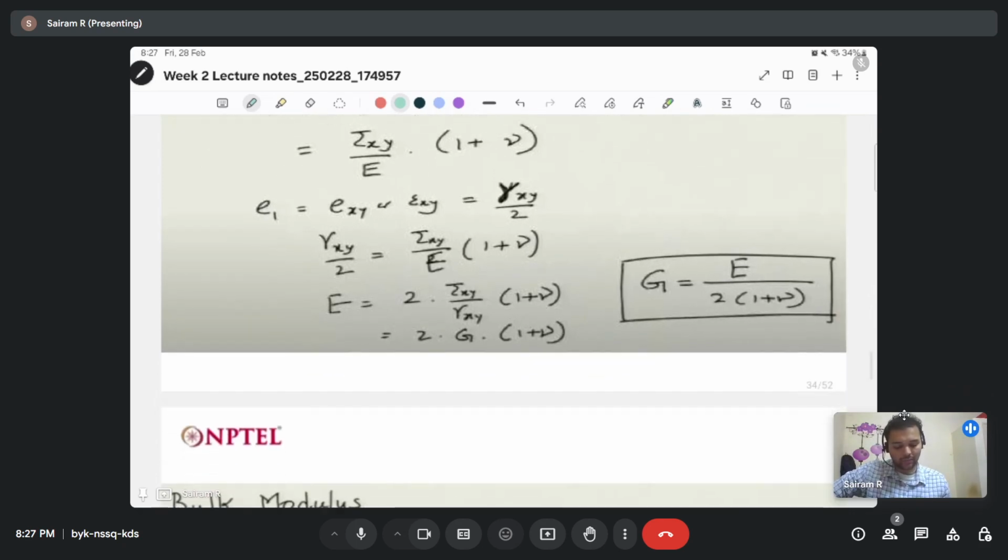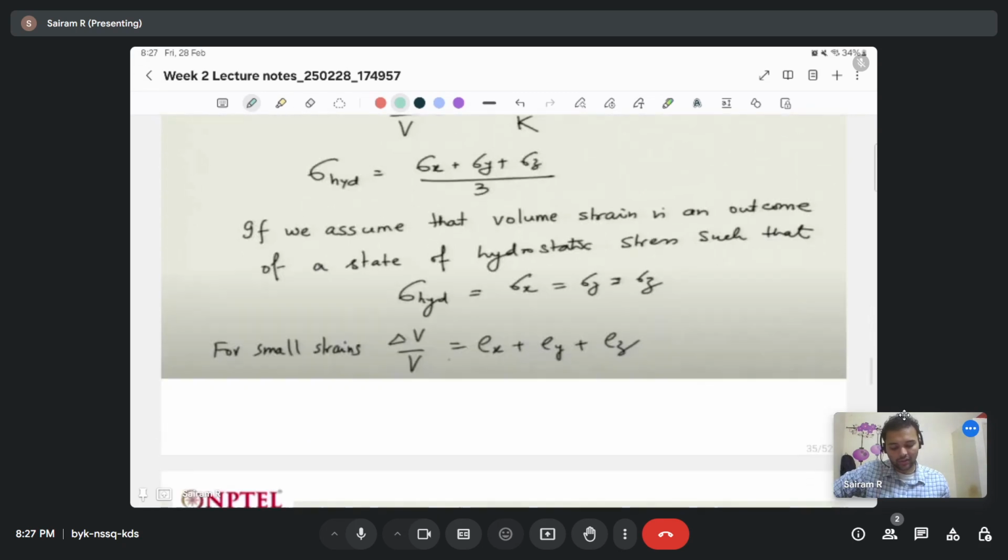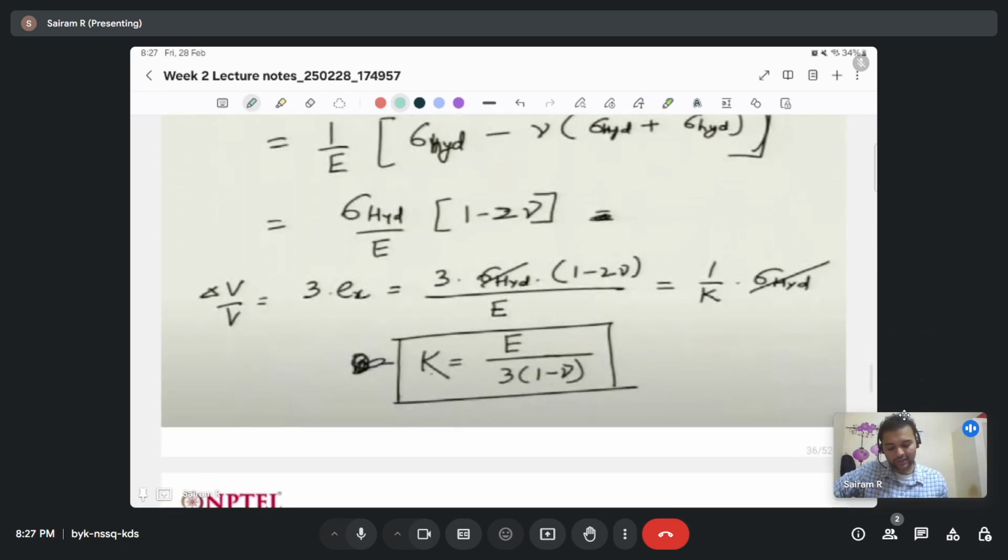G equals E by 2 into 1 plus nu. This is K equals E divided by 3 into 1 minus. So there is one small mistake here. Here it should be K equals E by 3 into 1 minus 2 nu.